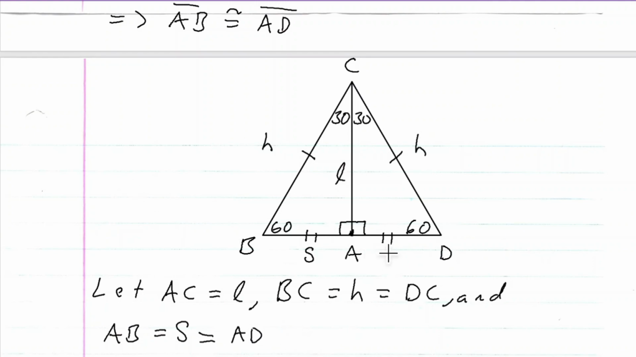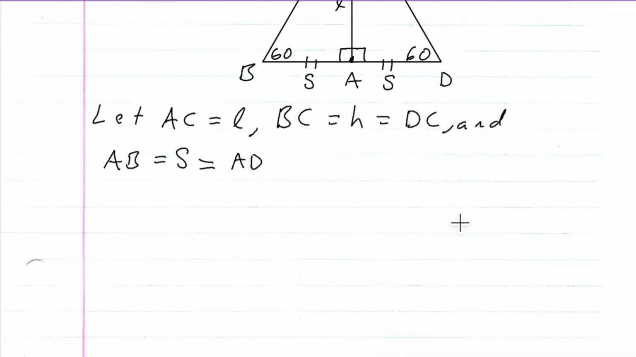So I'm going to have this guy here as S as well. So now I have at least all of them labeled. Now I just have to show that H is equal to 2 times S and L is equal to S times the square root of 3 in order to complete this proof, right? Well, like I was saying earlier, I know that BCD is equiangular, right?